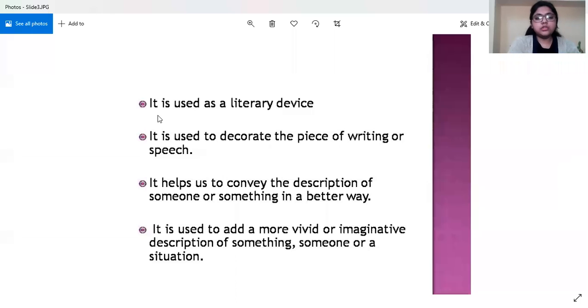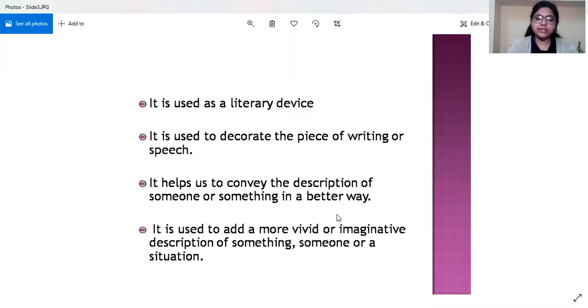Where is it used? It is used as a literary device. It is used in poems, it is used in your stories and all the literary works. Okay, it is used to decorate the piece of writing or speech. As I already told you, it looks nice when you describe using simile. It helps us to convey the description of someone or something in a better way, right?